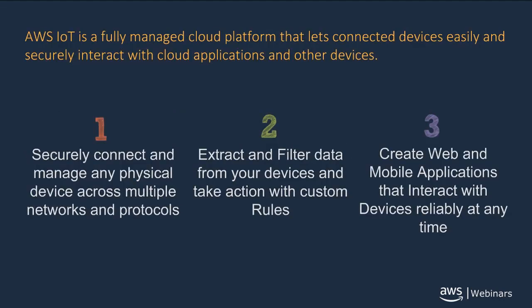AWS IoT is a fully managed cloud platform that lets us connect devices easily and securely. It allows us to connect many devices. We can have one device, we could have 100,000 devices, or we could have tens of millions of devices. And AWS IoT is designed to make that really easy for us to do.